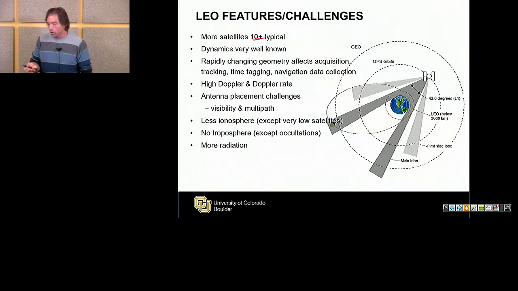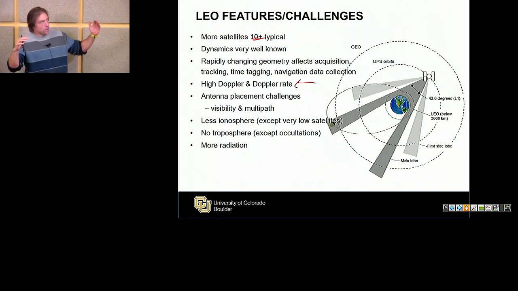We have a couple of works that we've done for radio occultation. But my satellite constellation is changing very, very quickly. The velocities imply a high Doppler rate. Where do I put my antenna? Because I want to get these signals, and I'm going so quickly through the LEO orbit. There's very little atmosphere to deal with, except I'm in very low orbit. No troposphere, but there's more radiation I have to deal with.